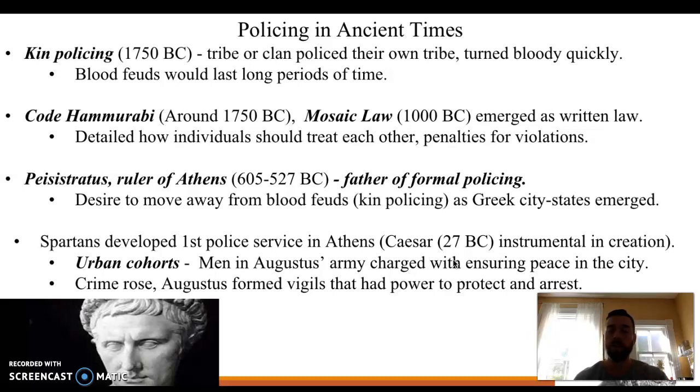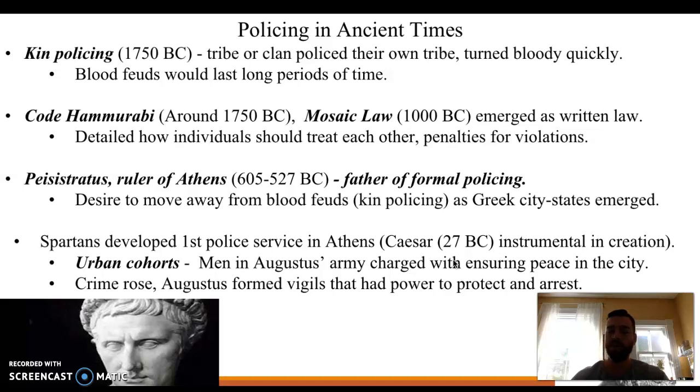They were men who were part of the larger army in Greece. They were charged with day in, day out ensuring the peace of the city. They also were charged with dealing with any time crime rose. Now, it's important to note that early on, these urban cohorts are kind of the first form of formal policing.